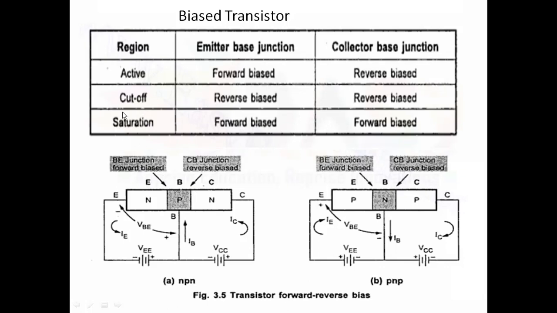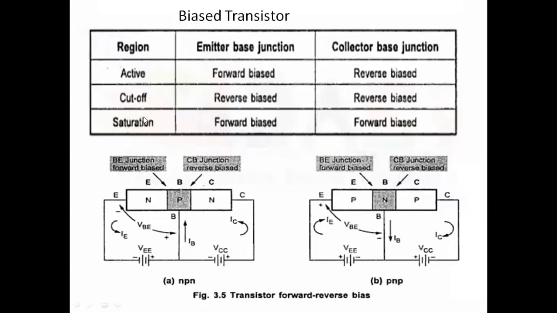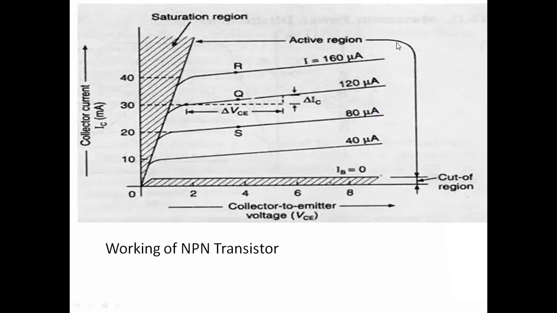The operation of these particular regions is represented in a graph. This is the collector current and this is the collector to emitter voltage. If you observe this, this is the saturation region. The saturation region is obtained when the emitter base junction is forward biased and the collector base junction is forward biased. Both junctions are connected in forward bias, and this is the active region.